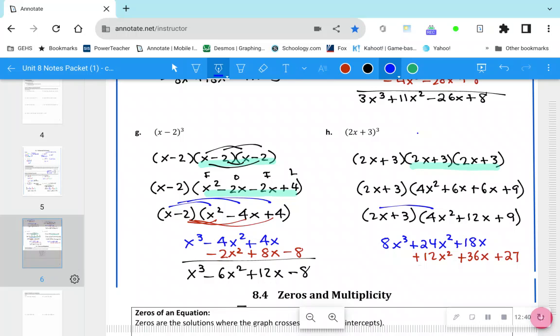There's my 8x cubed, my plus 24x squared, and there's my 18x. And then I simply do the same thing with the 3. There's my 12x squared plus 36x plus 27. All that remains is to collect the like terms here, and we're going to be done. So that is it. That is how you multiply polynomials together. Okay? So that should do it for you, and hopefully you'll be able to complete that 8.3 homework and get ready for the test that covers this section.